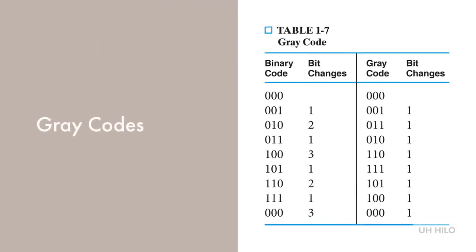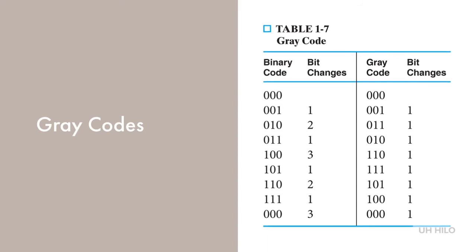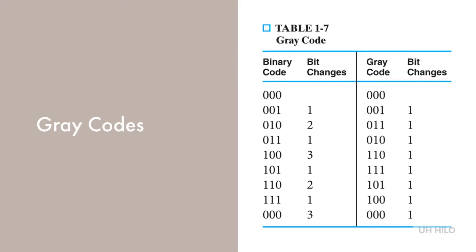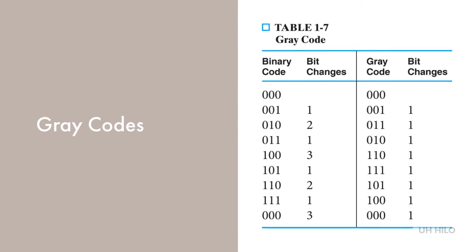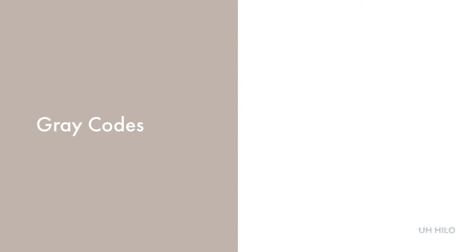When we use the standard binary code to count, the number of bits that change from one number to the next varies quite a bit, as you can see on the left-hand side of this table. We can have anywhere from between 1 to 3 bit changes from one number to the next. For example, going from 011 to 100 means that all 3 bits have to change. Most of the time this isn't a problem, but some applications can have trouble with multiple bit changes.